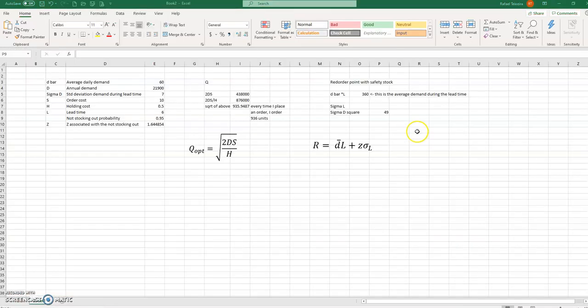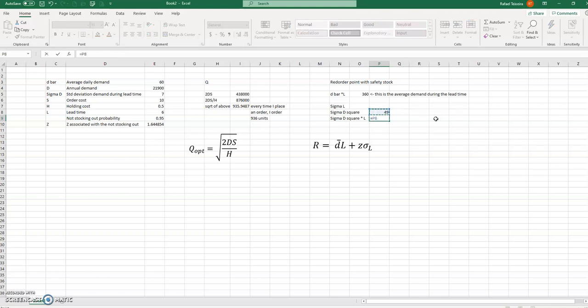Now I'm going to multiply by L. So sigma D squared multiplied by the lead time, that's equal to this. So I'm multiplying the sigma D squared by the lead time. So that's the variability. Sigma D squared is nothing more than the variance. The variance during the lead time is 294 units.